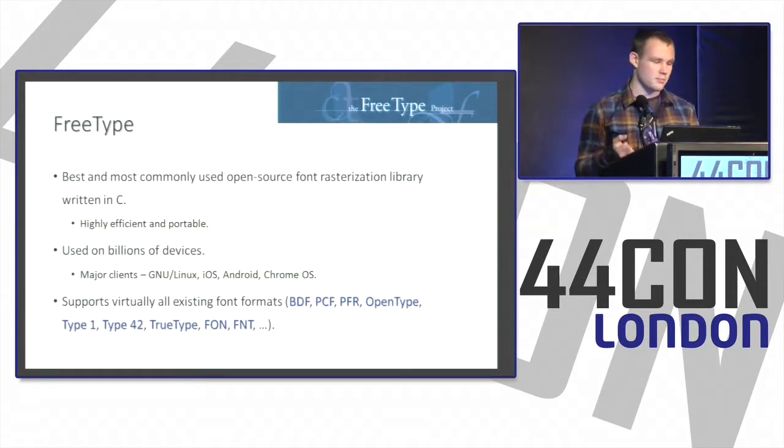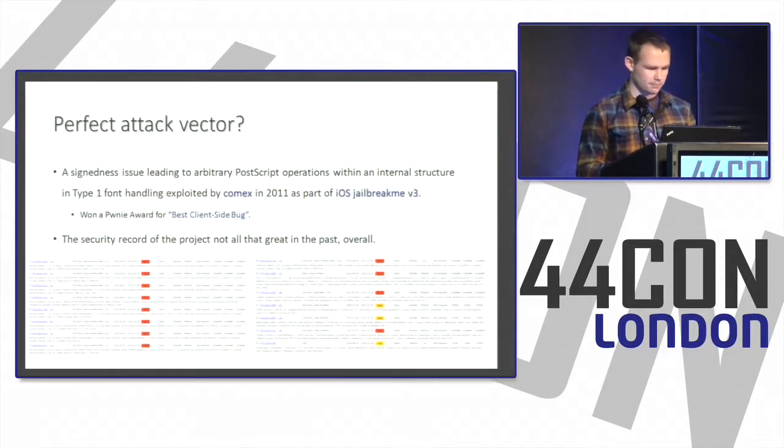As you probably know, FreeType is probably the best and the most commonly used open source font rasterization library. It's written in C, which is very convenient for us as bug hunters. It's highly efficient and portable and used everywhere, because its clients include Linux, iOS, Android, Chrome OS, and many other popular platforms. It also supports basically all existing formats, such as TrueType, OpenType, but also the less known ones, such as BDF, PCF, and stuff like that.